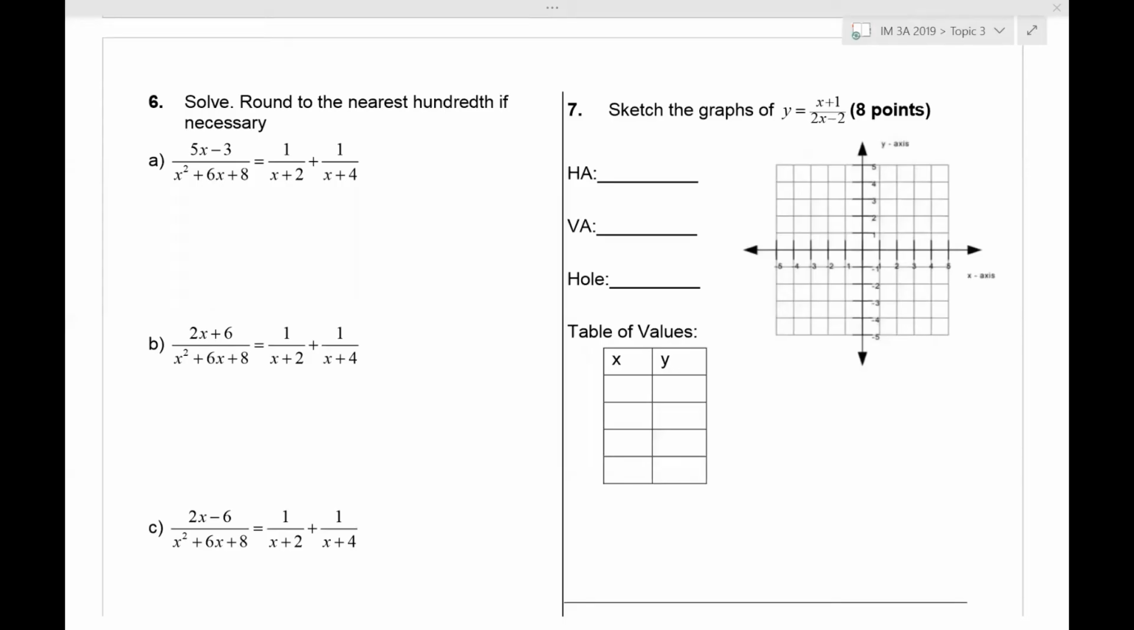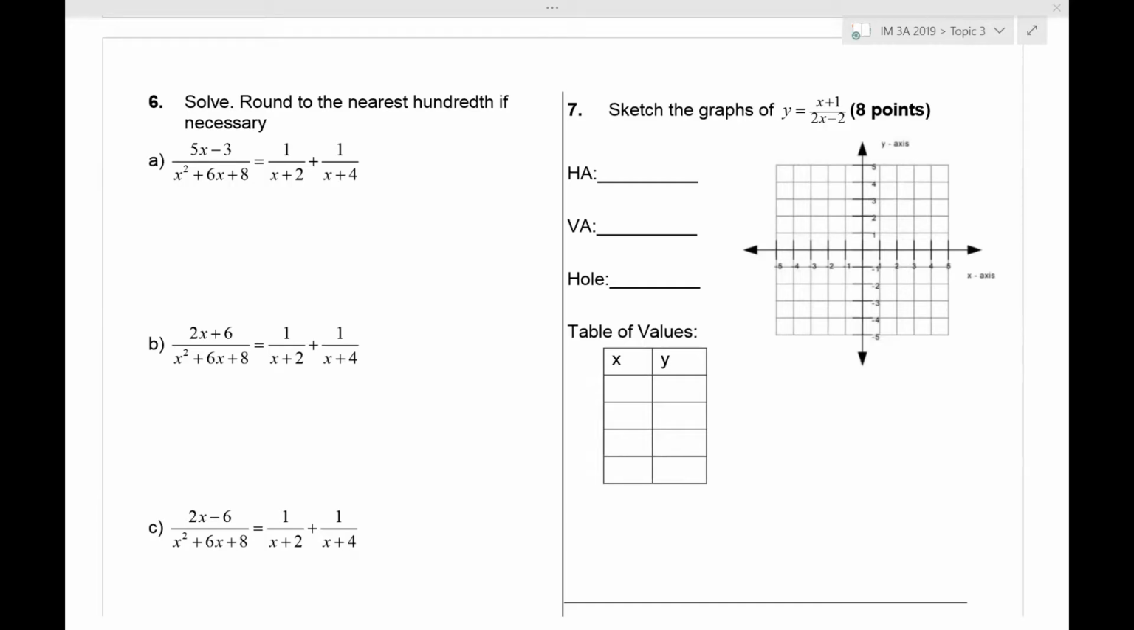So for problem 6, we're looking at solving an equation and then rounding to the nearest hundredth if necessary. If you look at 6a, b, and c, they're all very similar. So the process of finding the common denominator is going to be the same for each of them. And then the way that we come up with the answer and the way the answer looks will change within each of these.